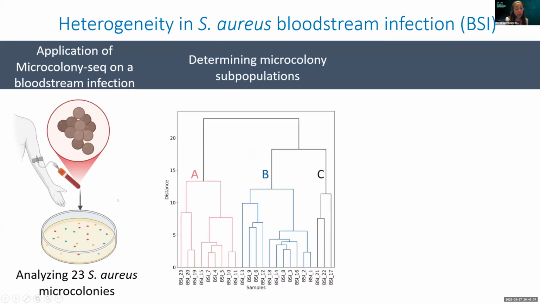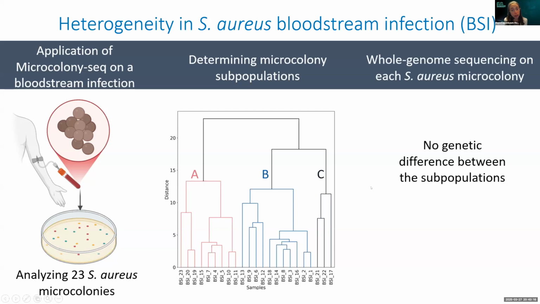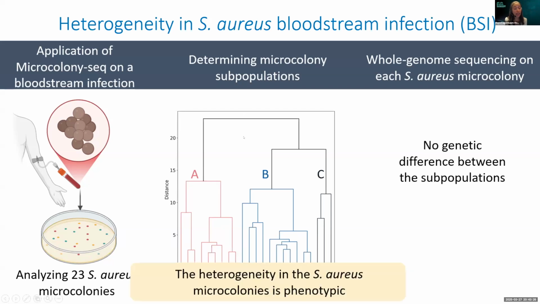We applied microcolony-seq and we were able to determine three main subpopulations, marked here as A, B, C. We also applied whole genome sequencing on each microcolony and we were able to determine that no genetic difference was found between these subpopulations, meaning that the heterogeneity in the Staph aureus microcolonies was phenotypic.